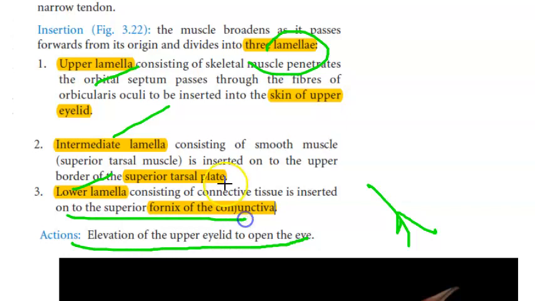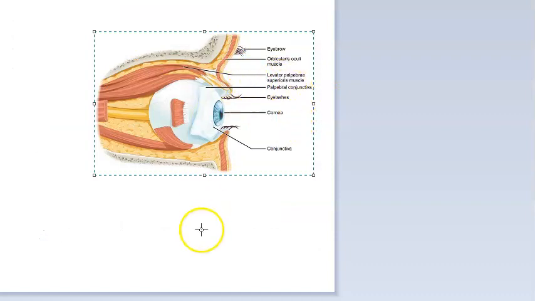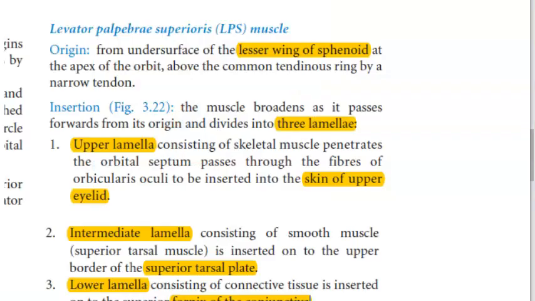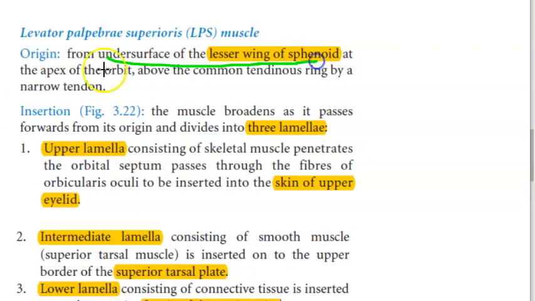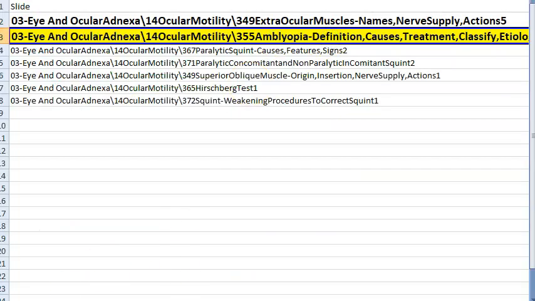So lower is inserted onto the superior fornix or conjunctiva, upper onto the skin of upper eyelid, and the superior tarsus plate. See, levator palpebrae superioris here, they have shown it. From where is it coming? From under surface of the lesser wing of sphenoid at the apex of orbit above the common tendinous ring by a narrow tendon. Origin.